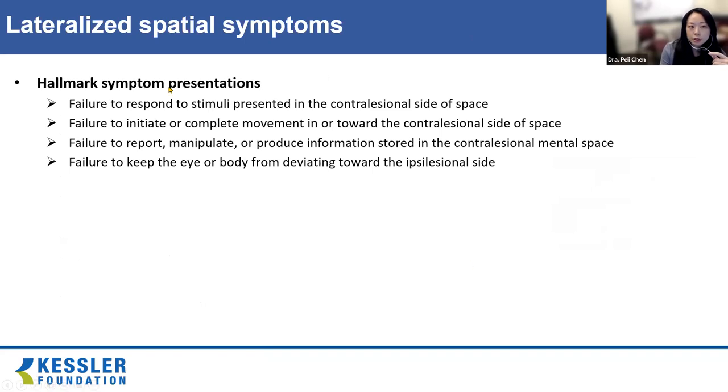So all the spatial neglect symptoms are mostly lateralized, left versus right. The hallmark symptom presentations from the textbook or from many research papers that you may have read about are, I'm just going to read this: failure to respond to stimuli presented in the contralesional side of space, failure to initiate or complete movement in or toward the contralesional side of space, failure to report, manipulate, or produce information stored in the contralesional mental space, failure to keep their own eyes or body from deviating toward the ipsilateral side. So their eyes are looking to one side or their body is leaning to one side.